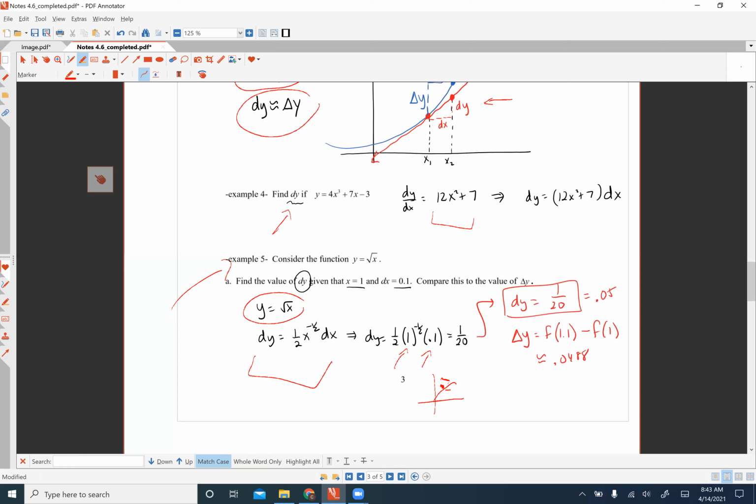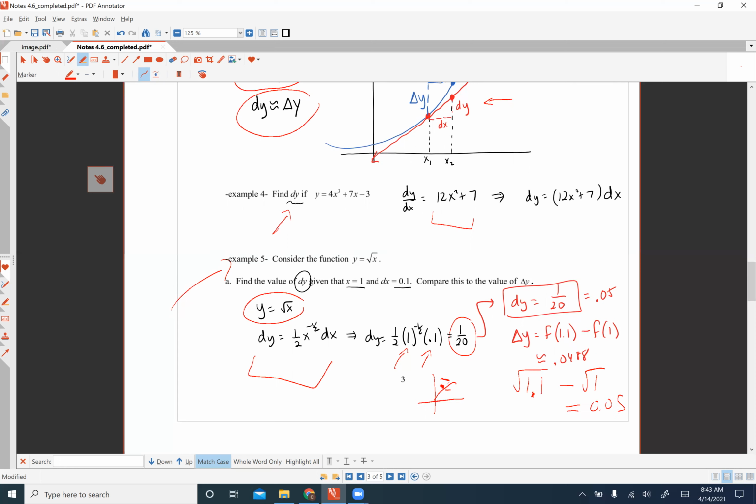And so we just measure. The square root of 1 over the square root of 1 is just 1. So we get 1/2 times 0.1, which is 0.05, or about 1/20th. So we're saying that the difference between the square root of 1.1 and 1 is about 0.05.